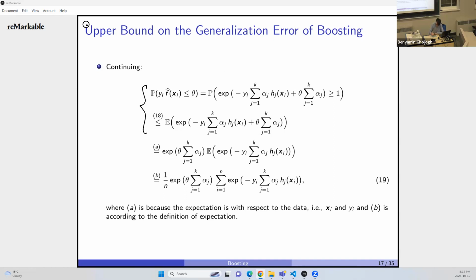Do you agree? So here I have e to the power of a plus b. I write it as e to the power of a times e to the power of b. And I have e to the power of theta summation alpha j. My expectation is with respect to data, or xi. So for my expectation, xi and yi are important. And we know xi and yi can be seen as random variables. So theta summation of alpha j is nothing related to xi and yi. So they are not random. We can bring it out of the expectation. Agreed? So I will have expectation of this term. Then this term is random. It stays in the expectation. Expectation of e to the power of minus yi summation alpha j hj, because it has yi, also xi. Agreed?